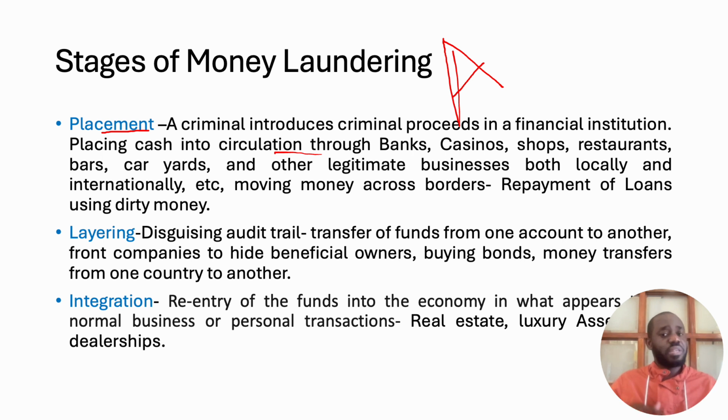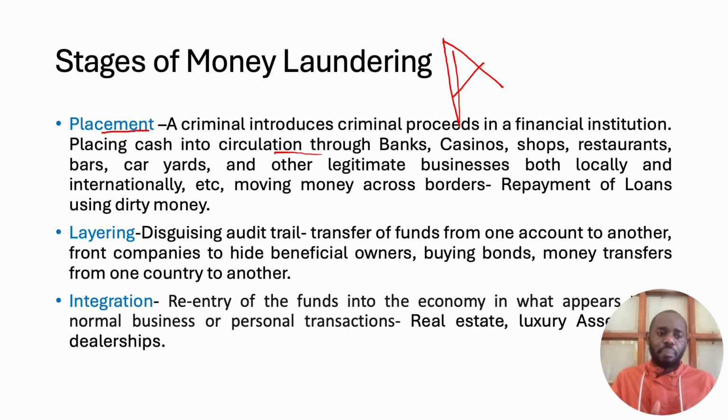So they can open up shops, restaurants, bars, car yards, and even other legitimate businesses that could be both local and international. An example here is that someone can open up a restaurant and maybe on a good day they make 100,000, but what they do is go back to their cash money, which they got through corruption, and mix it with the 100,000, and as they're depositing money in the bank, they will report and say they made 1 million on a certain Friday.